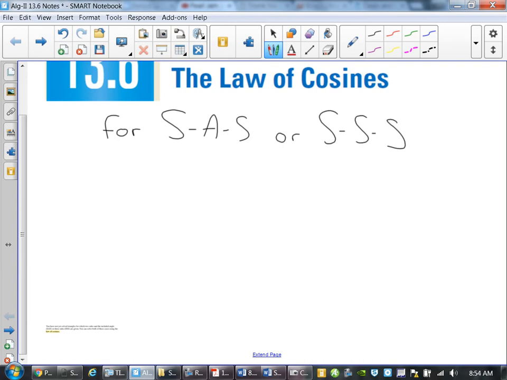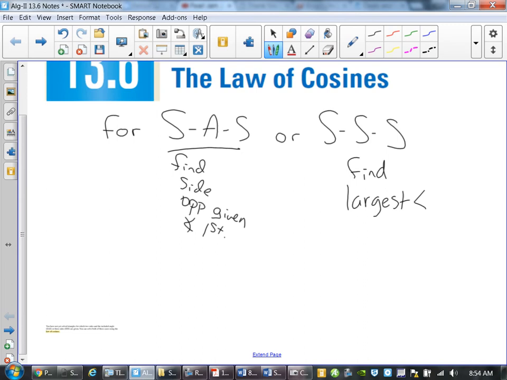So you use the law of cosines if and only if you have a side angle side scenario, or all 3 sides. And really the rule is with side angle side, you're going to find the side opposite the given angle first. And if you have the side side side scenario, you're going to find the largest angle first. Those are the only 2 rules you have to remember.